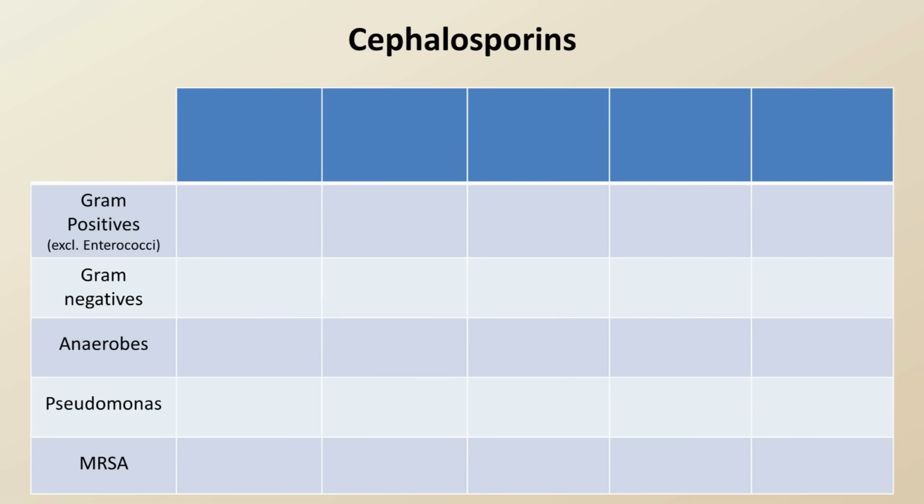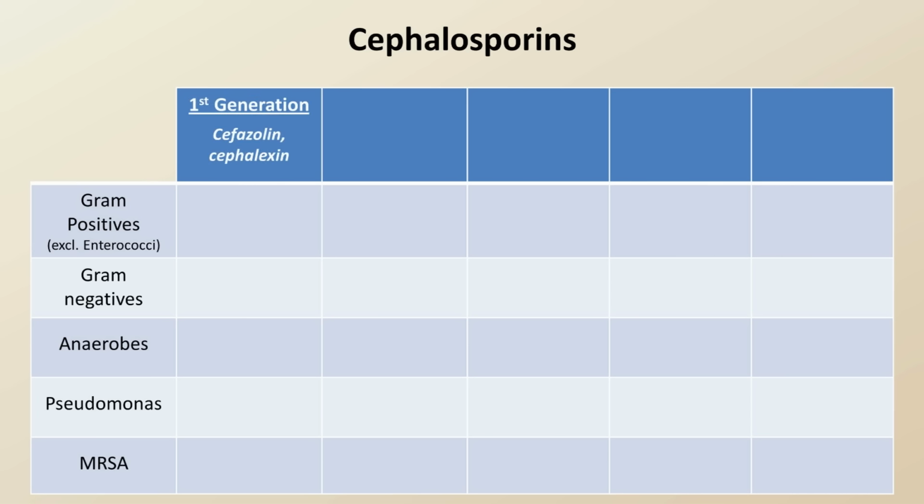The next class of drugs are the cephalosporins. As I mentioned a minute ago, the cephalosporins have 5 generations which closely correlate to their spectrum of activity. You'll notice that the gram-positive row here explicitly excludes enterococci, which is because no cephalosporins have any enterococcal coverage at all.